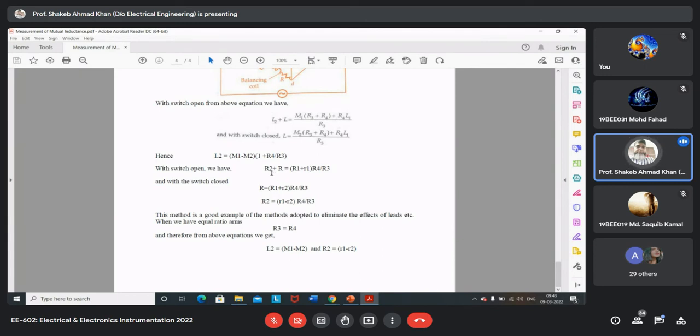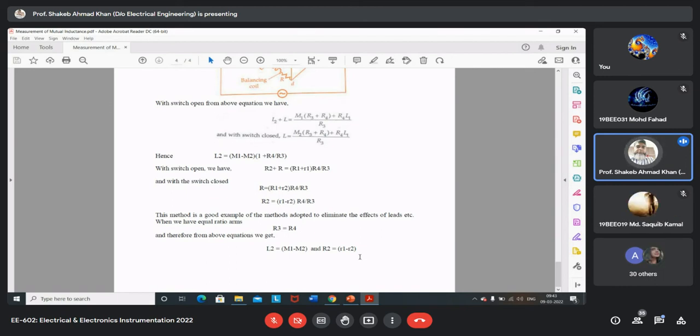Similarly, when the switch is open, we have R2 plus R, and when it is closed, we have R only, and by subtracting these two, we get R2. This is the coil inductance, and this is the coil resistance. And when we make R3 equal to R4, these two expressions get simplified to this extent.